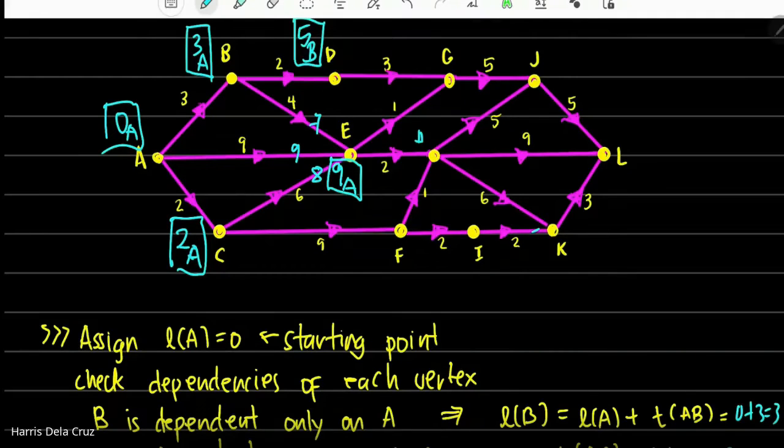For example, pwede kong simulan kay H. Ang dependencies ni H ay E lang naman. So, plus 2. So, si H ay 9 plus 2. 11 galing kay E.